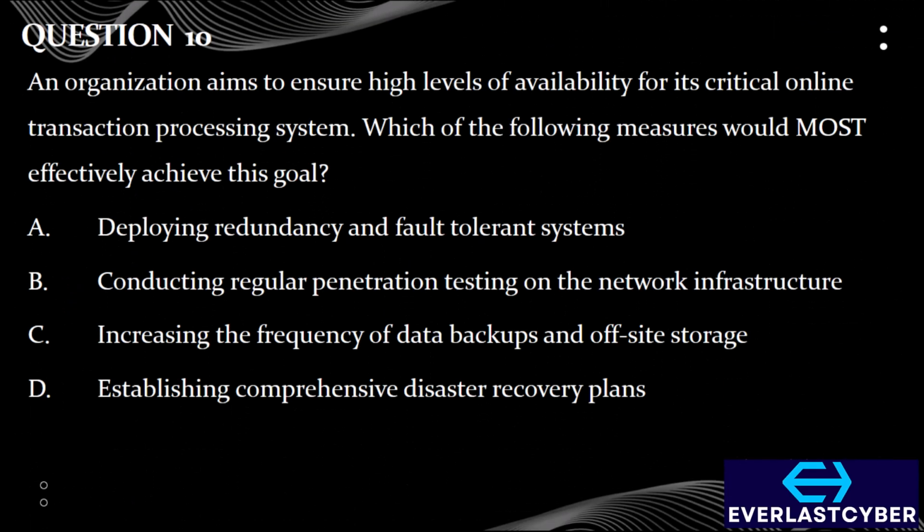Question 10. An organization aims to ensure high levels of availability for its critical online transaction processing system. Which of the following measures would most effectively achieve this goal? A. Deploying redundancy and fault-tolerant systems. B. Conducting regular penetration testing on the network infrastructure. C. Increasing the frequency of data backups and off-site storage. D. Establishing comprehensive disaster recovery plans.